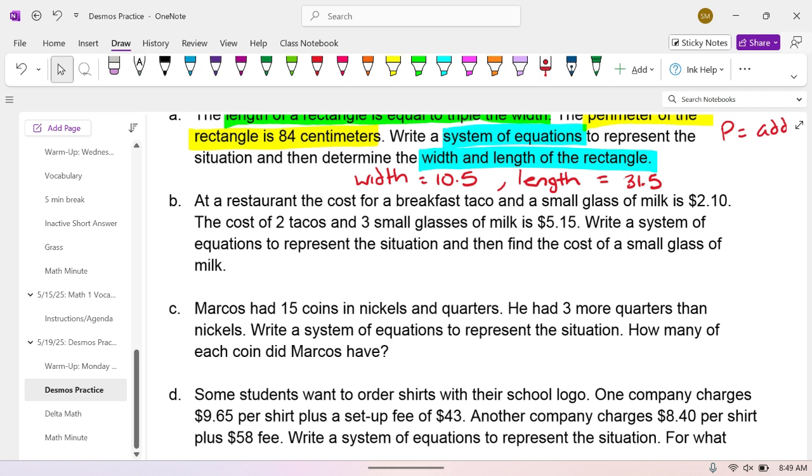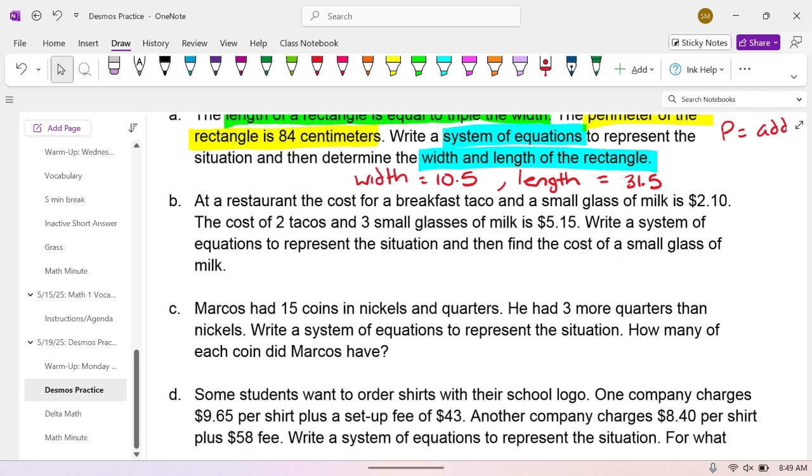All right, guys, let's go ahead and get back to it. So, let's see if we can figure out the next part. All right, so part B. A restaurant, the cost for a breakfast taco and a small glass of milk is $2.10. The cost of 2 tacos and 3 small glasses of milk is $5.15. Write a system of equations to represent the situation, and then find the cost of the small glass of milk.